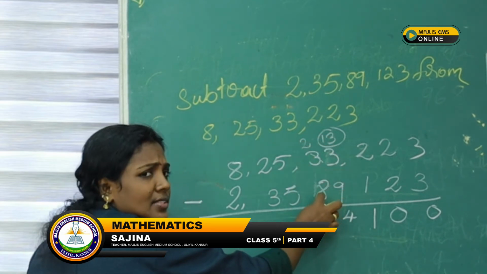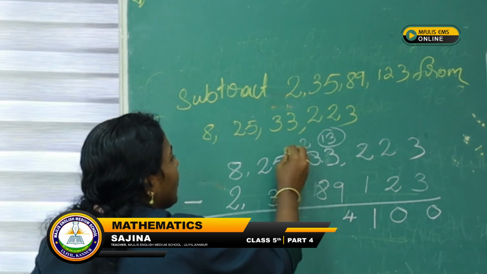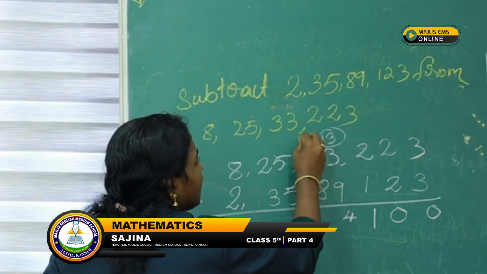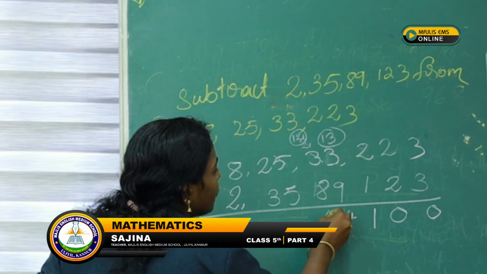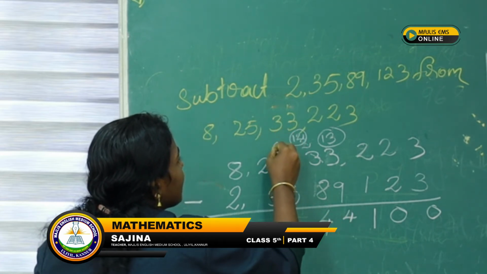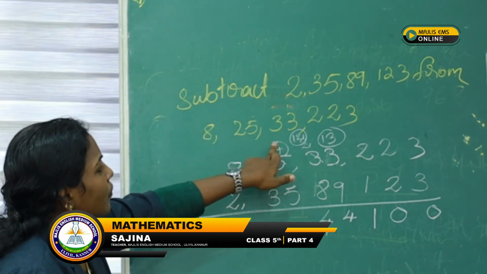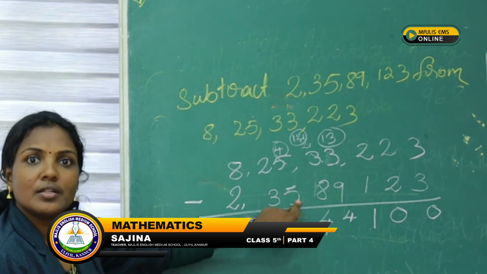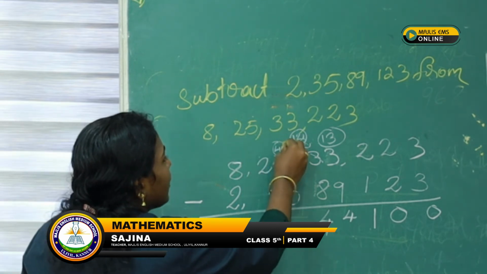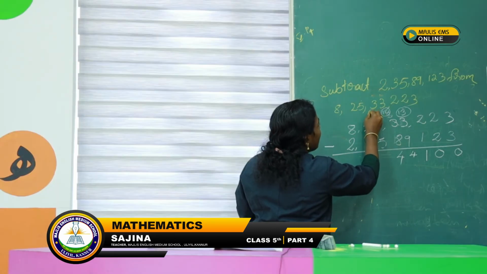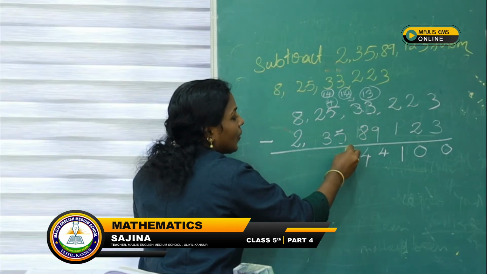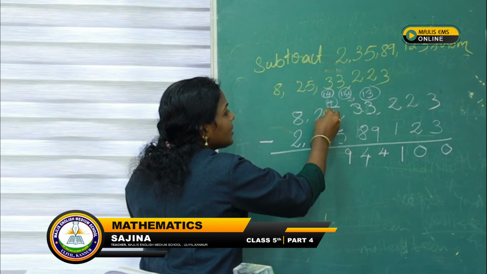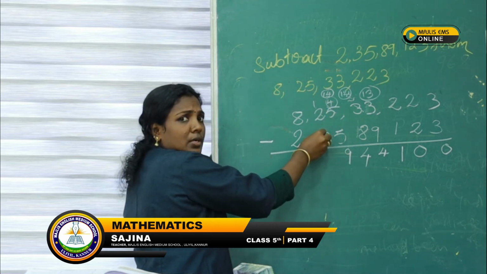Is 2 minus 8 possible? No. Therefore, we take 1 here, that is 12. 12 minus 8 is equal to 4. Here is 4. Is 4 minus 5 possible? No, therefore we take 1 from here. Therefore, here is 14. 14 minus 5 is equal to 9.